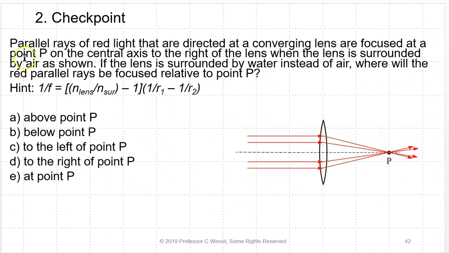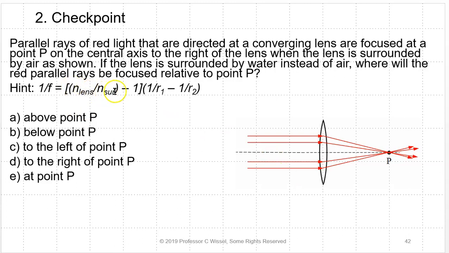Okay, now parallel rays of red light that are directed at a converging lens are focused at a point P on the central axis to the right of the lens when the lens is surrounded by air. If the lens is surrounded by water instead of air, where will the red parallel rays be focused relative to point P? Well, air has an index of refraction of 1. Water has an index of refraction of 1.33.